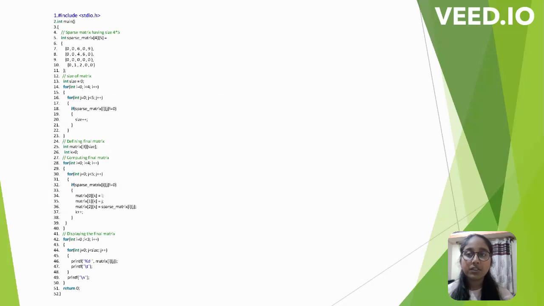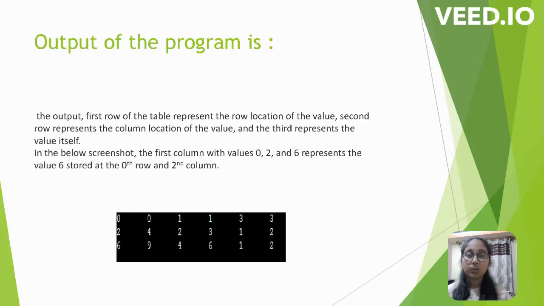This is the example which has been given. And this is the output of the program. The first row of the table represents the row allocation of the value, the second row represents the column allocation of the value, and the third represents the value itself. And this is the example and the output.